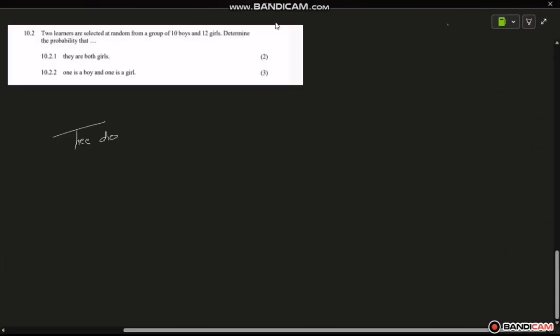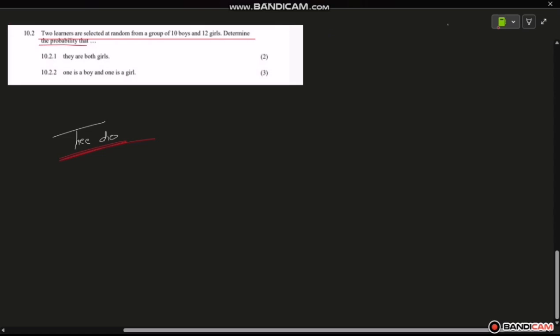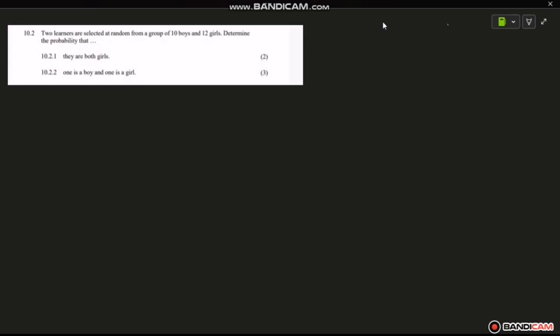So we are given this information. They want us to answer these questions, but we cannot answer them without having a tree diagram. So this is what they've given us. Before we can answer these questions, we must know how to represent whatever information they've given us in a tree diagram.